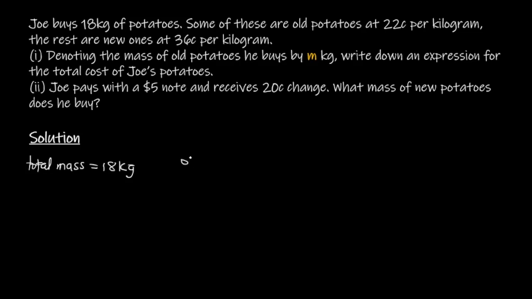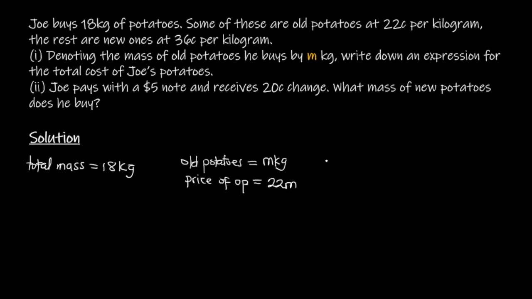So it means old potatoes in terms of mass is equal to m kilogram. So it means the price of old potatoes, let me make it OP, will be equal to 22 cents multiplied by the mass, because one mass, which is 1 kilogram, is equal to m kilogram.